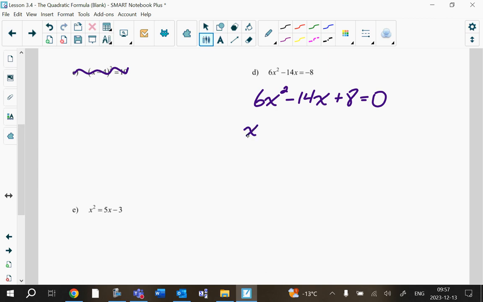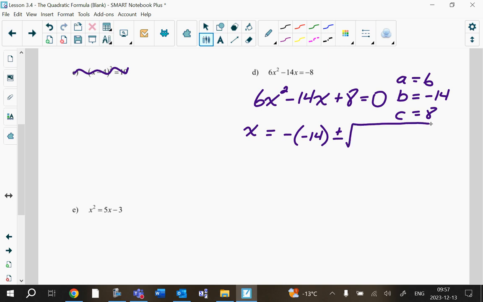So what's A, B, and C? Okay, so we're going to have negative 14 plus or minus negative 14 in parentheses squared minus 4 times the value of A, which is 6, times the value of C, which is 8, all over 2 times the value of A, which is 6. So we are going to get some big numbers.